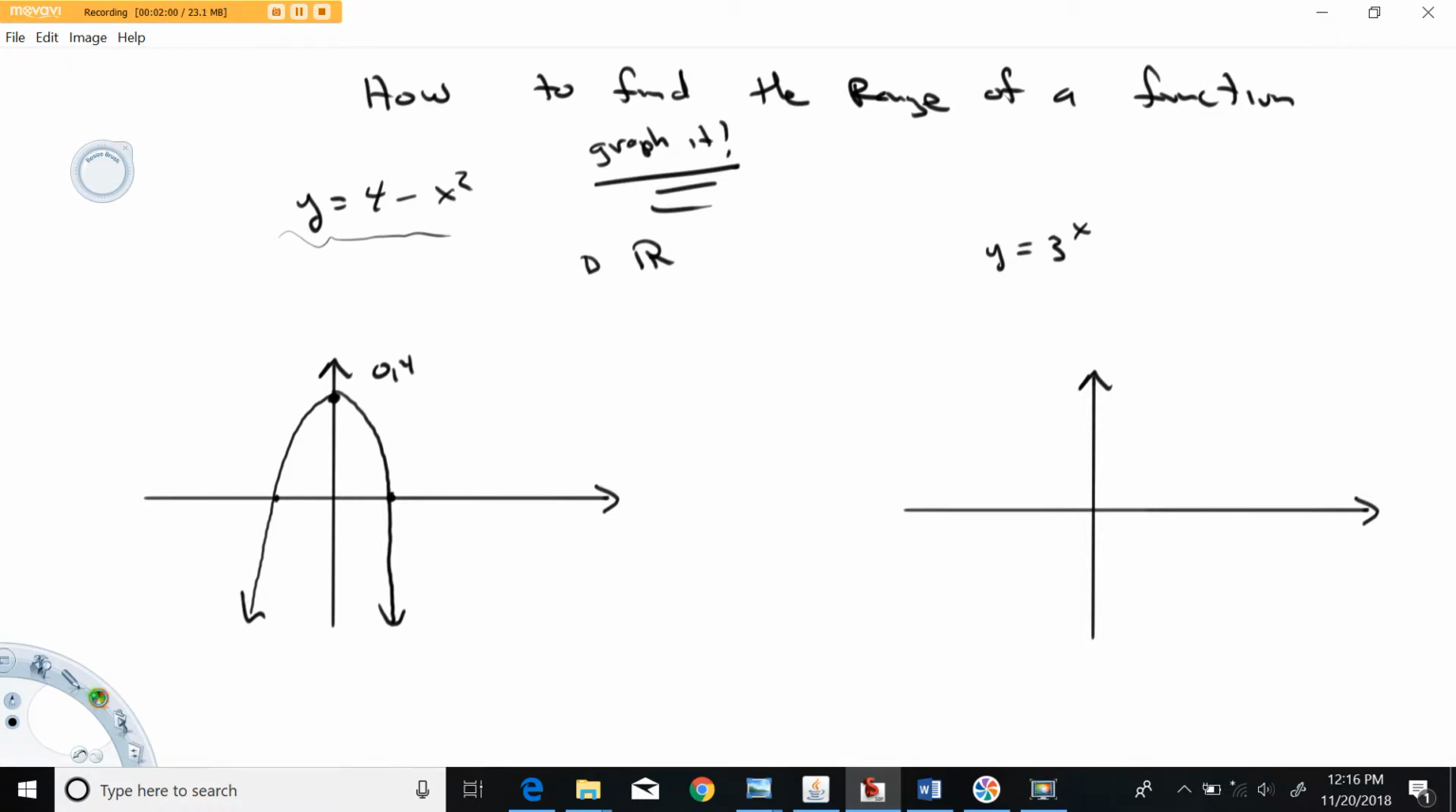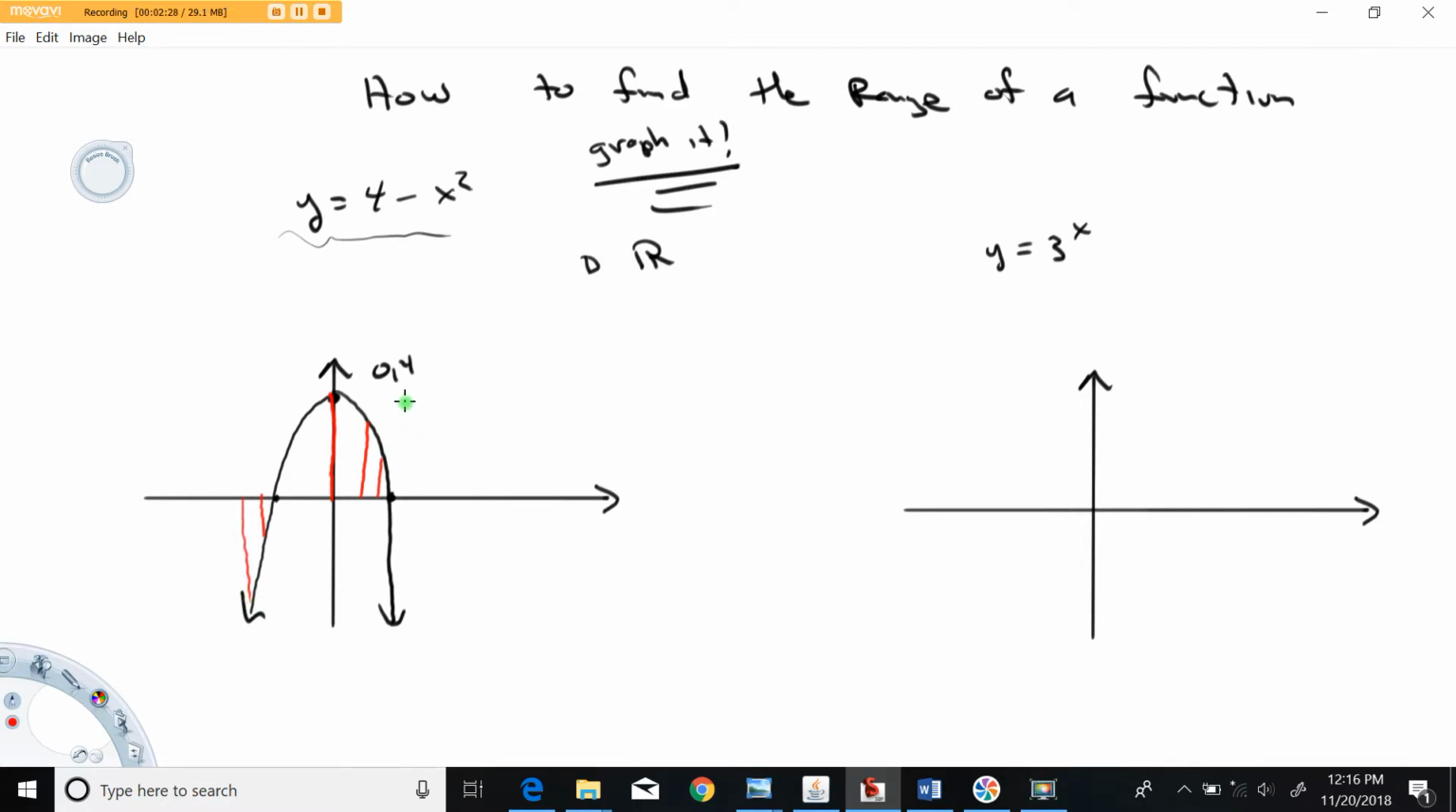So the range has to do with the output values, the y values. If we look at some y values here, that y value is 4. And then there's a spot here that gives me a y value of about 2.5 or so. And y equals 1 is there, y equals 0 is here. If I go over here, y equals -1 is here, negative 4, negative whatever.